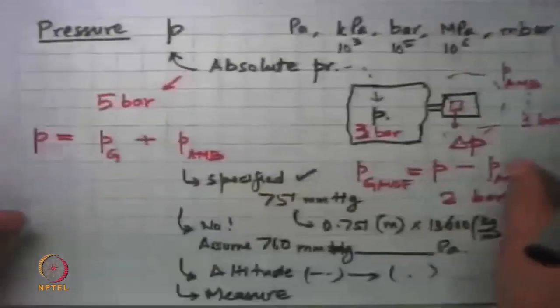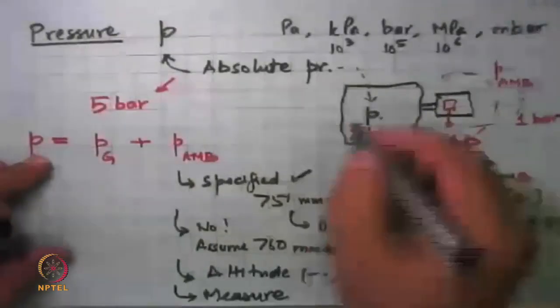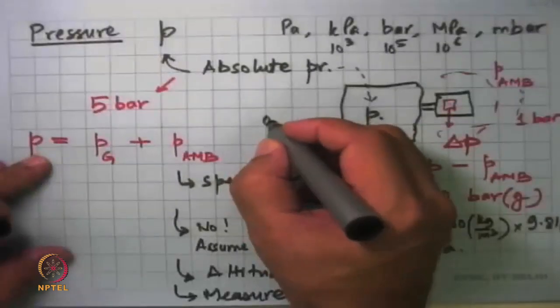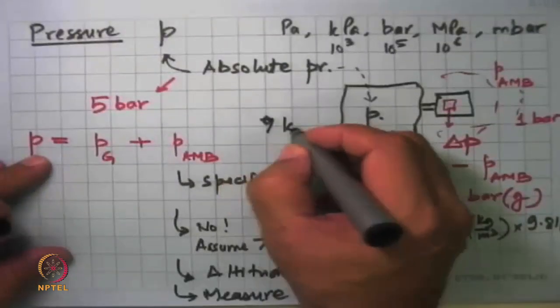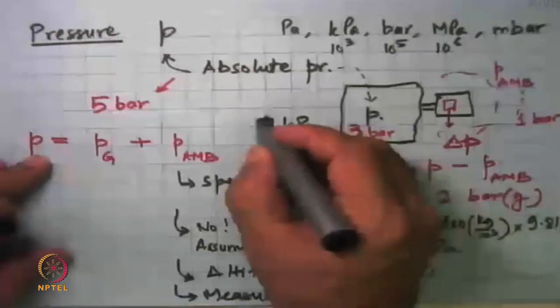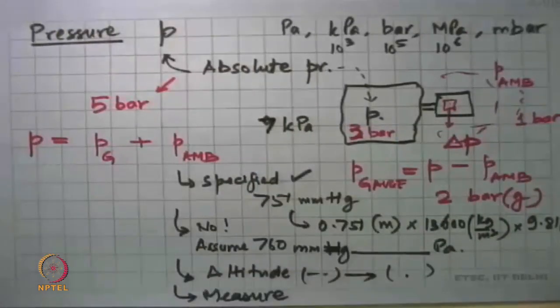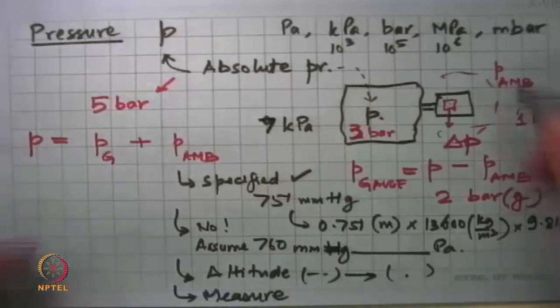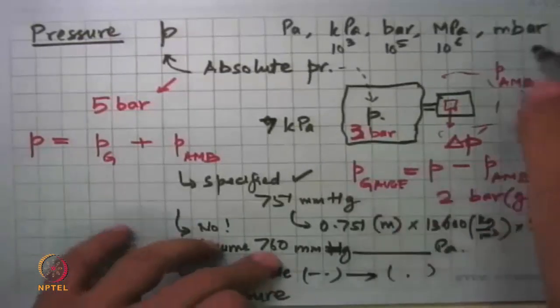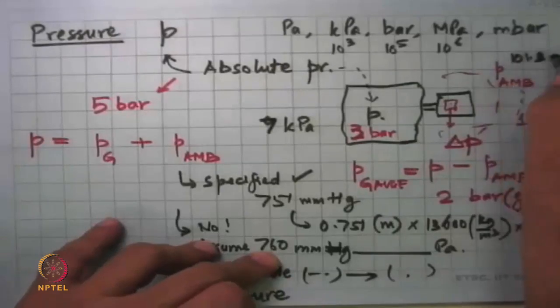The second thing that could happen with pressure is if this pressure, instead of being 3 bar, it could have been, say, 7 kilopascal. When I say 7 kilopascal, that's an absolute pressure. And we know that ambient pressure, if I take 760 millimeters of mercury, it's 101.3 kilopascal.